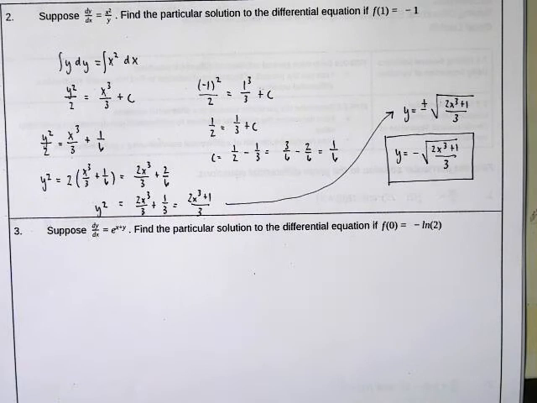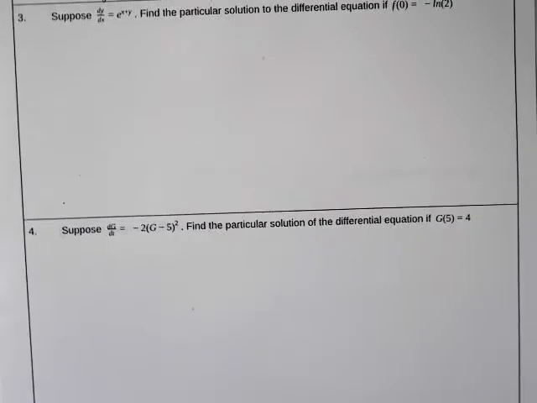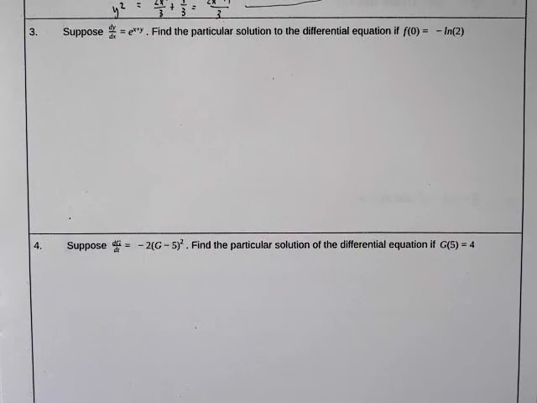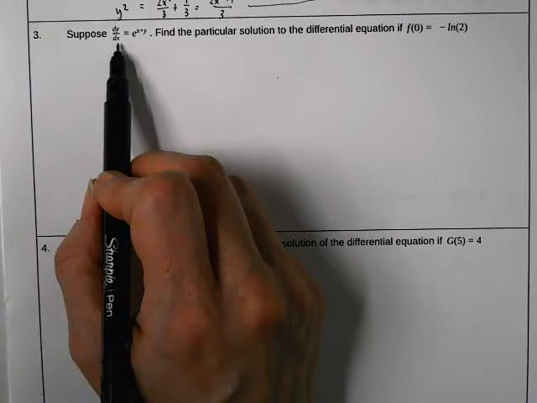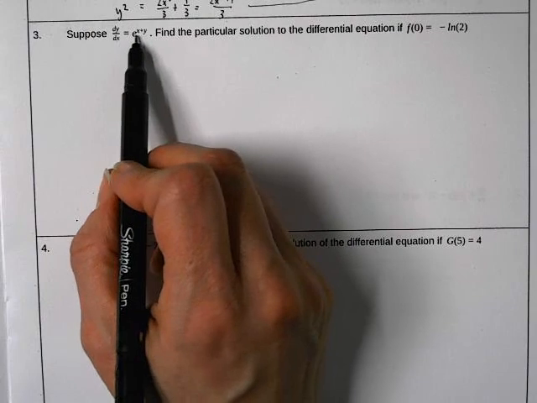All right, we'll go through one more and then we'll save one for when we're back in class. Now 3 is an interesting one because there's a little bit of a trick here. When I look at it first, dy dx equals e to the x plus y.